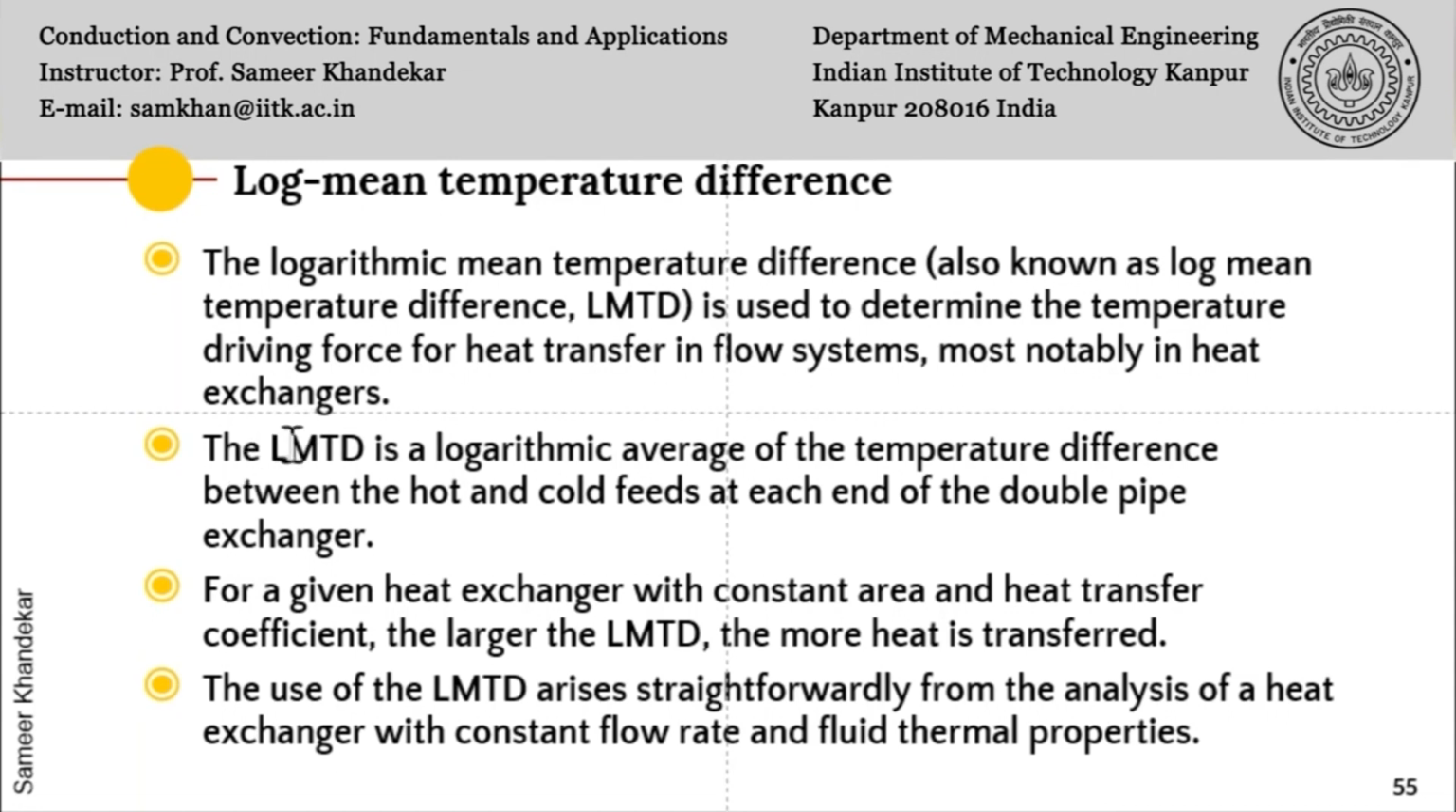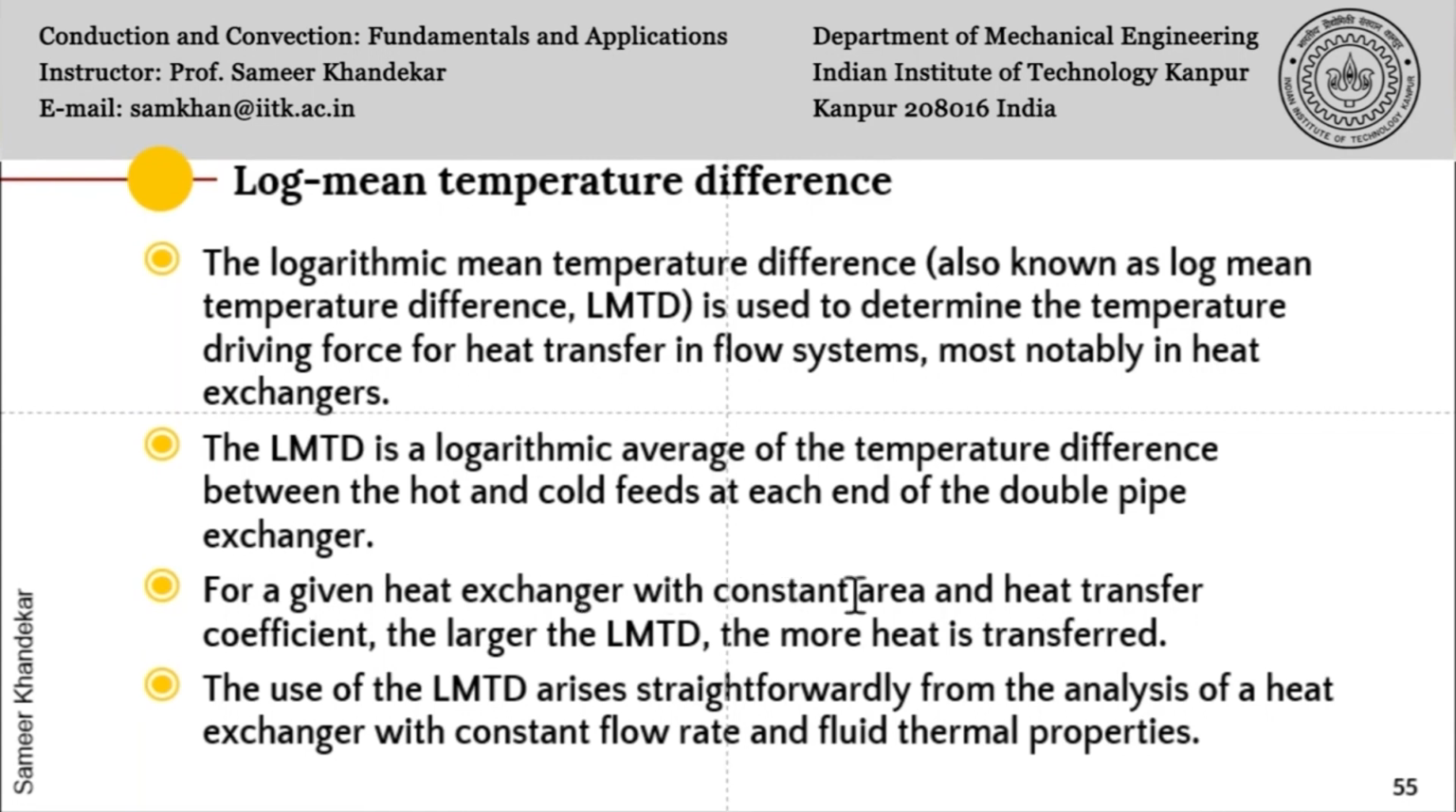So what is LMTD? The LMTD is the logarithmic average of the temperature difference between the hot and the cold feeds at each end of the double pipe heat exchanger. So when you have hot and cold fluid entering at one end, for example in a parallel flow heat exchanger, in a counter flow heat exchanger, if you remember, the hot fluid, if it enters from the left, then the cold fluid will enter from the right hand side. So please remember those qualitative temperature profiles of a parallel flow double pipe heat exchanger and a counter flow double pipe heat exchanger.